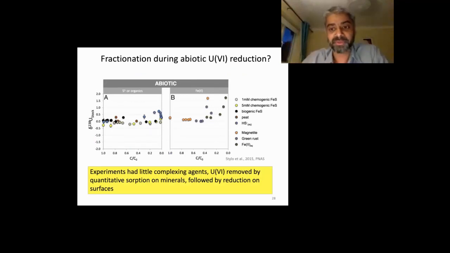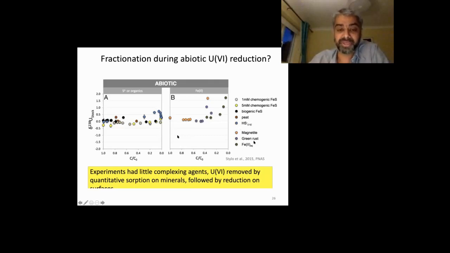And it started with a bit of a controversy, that this paper that came out in 2015 claimed that there is no fractionation during abiotic uranium-6 reduction. So they used several iron-2 reductants that are known to reduce uranium-6 to uranium-4. And when they conducted these batch experiments, they found no change in delta values with a fraction of reduction. So the x-axis is concentration over initial concentration, so no reduction, 100% reduction. And there is no change, particularly for hydrogen sulfide or iron sulfide.